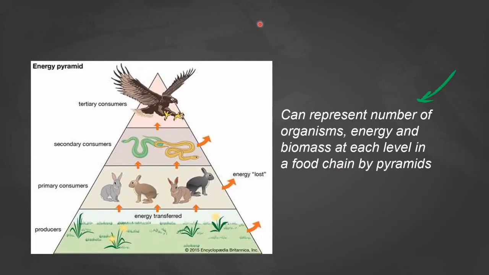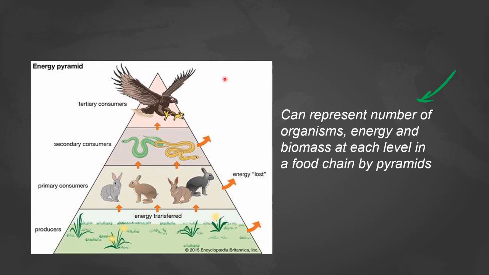So we can actually use energy pyramids to represent the number of organisms, the energy, and the biomass at each level in a food chain. We call this a pyramid, almost like the Pyramid of Egypt. You see, it's very triangular.